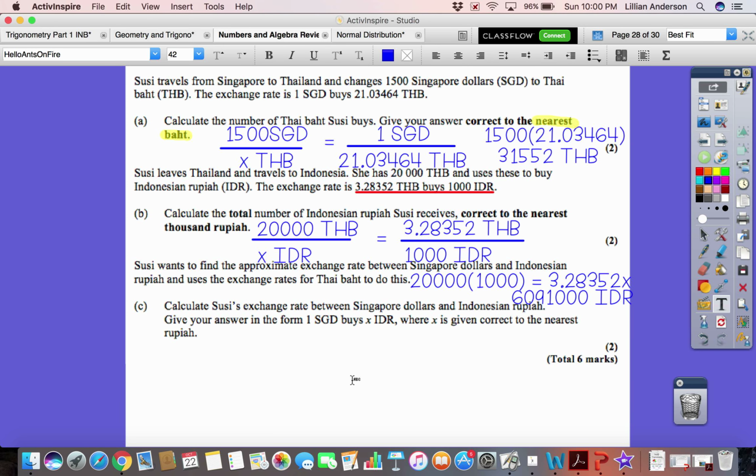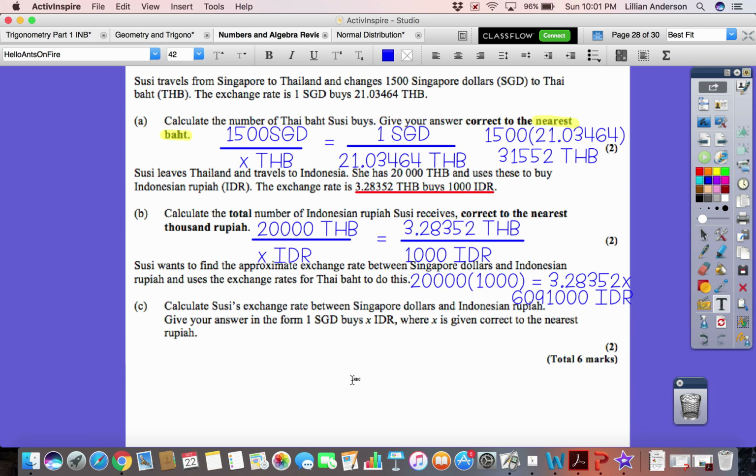Now for the last part, it says Susie wants to find the approximate exchange rate between Singapore dollars and Indonesian rupiah and uses the exchange rate for Thai baht to do this. Okay, so now we're actually going to figure out what is the conversion to go from Singapore dollars to Indonesian rupiah. Now we have to calculate Susie's exchange rate between Singapore dollars and Indonesian rupiah. It says give your answer in the form of 1 Singapore dollar buys X Indonesian rupiah, where X is given correct to the nearest rupiah. So again, we have to round.